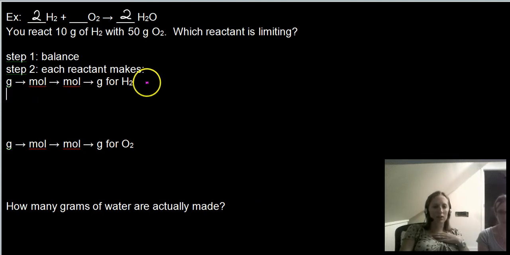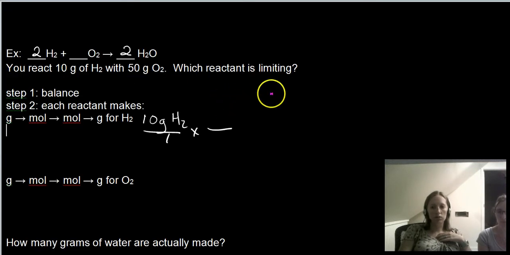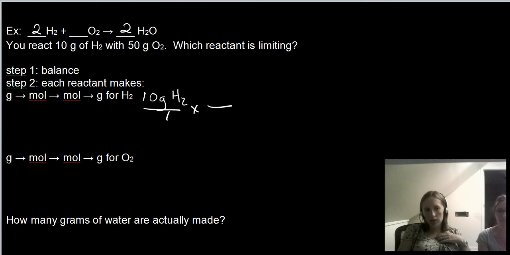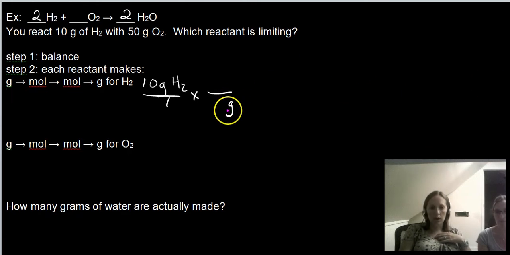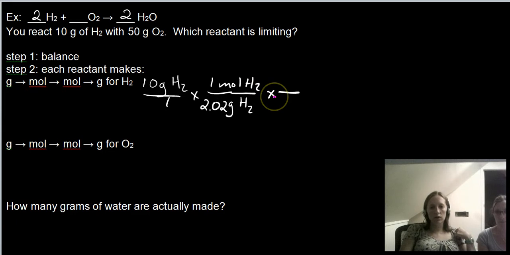All right, so 10 grams of hydrogen. Bring your unit down. Do I have to write the whole unit? Yes. And we're going to moles, so 1 mole of hydrogen has a mass of 2.02 grams of hydrogen. Next, moles to moles. Moles of, what are we making? We're making water. And we are, what?